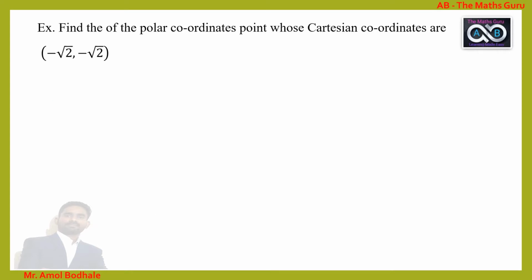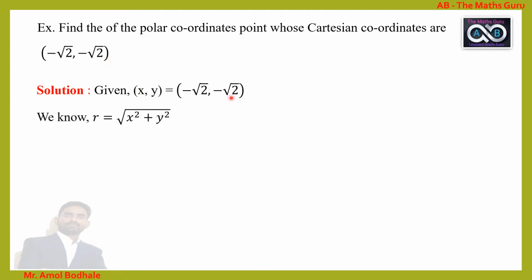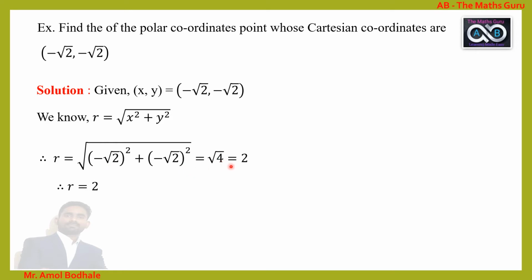Let's see another example. Find the polar coordinates of the point whose Cartesian coordinates are minus root 2 comma minus root 2. These are also similar to the previous examples. So again, x comma y is given, minus root 2 comma minus root 2. We can find r by taking the square root of x square plus y square. So therefore r is equal to minus root 2 square plus minus root 2 square, that is 2 plus 2, which is root 4, which is 2.